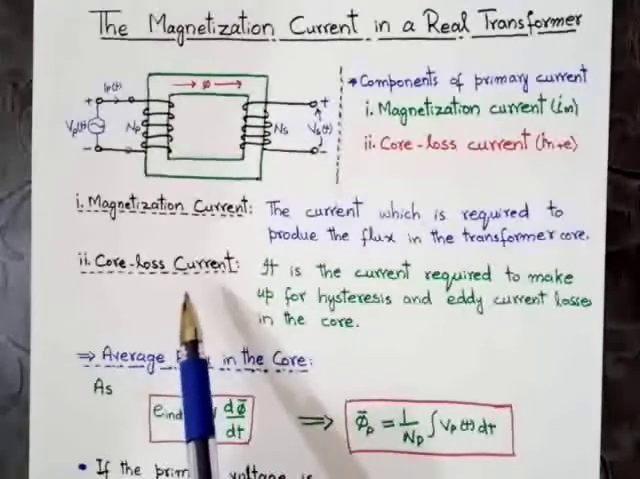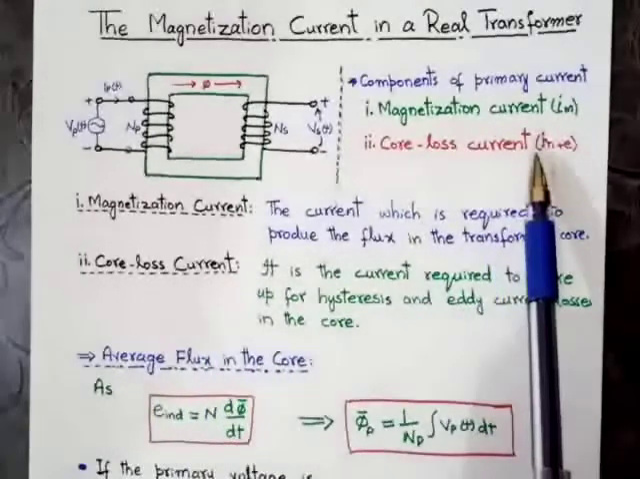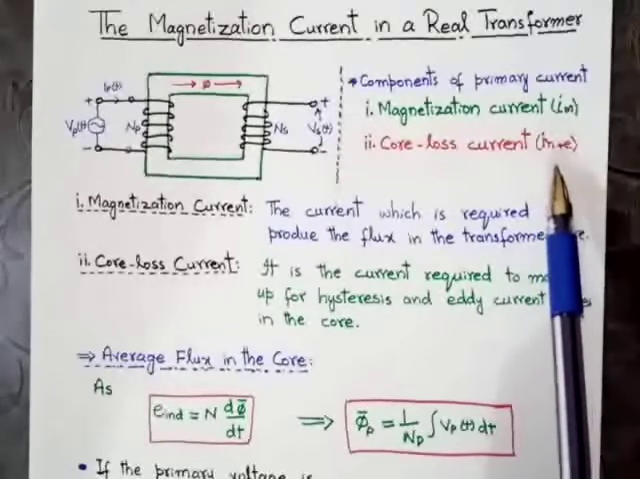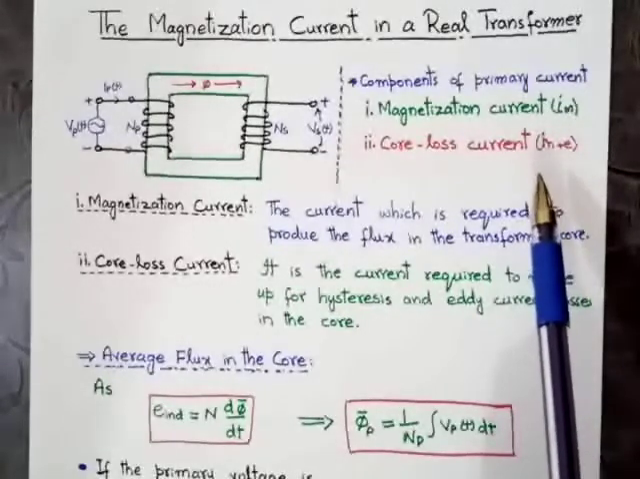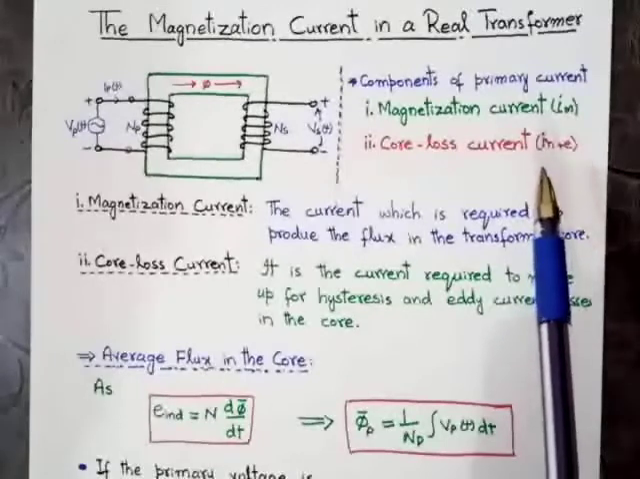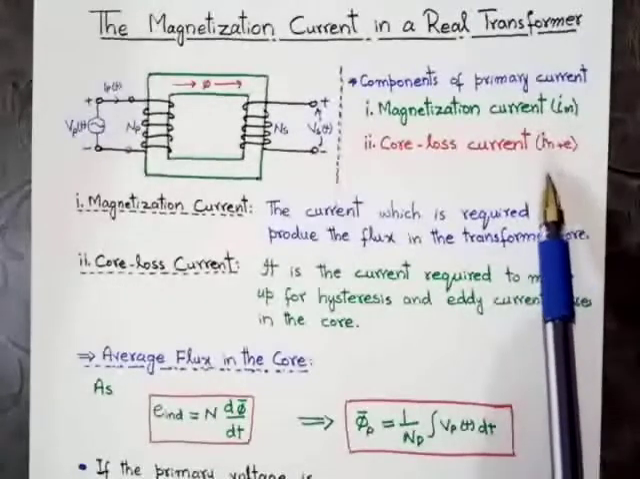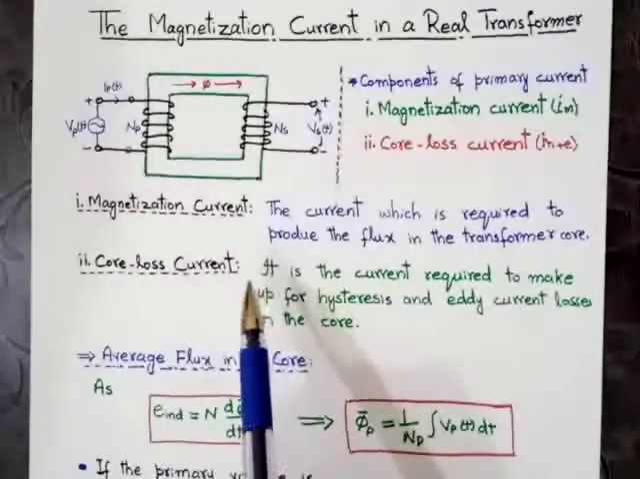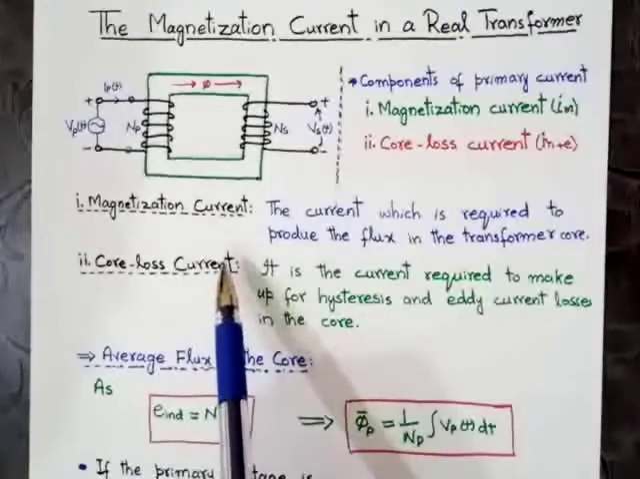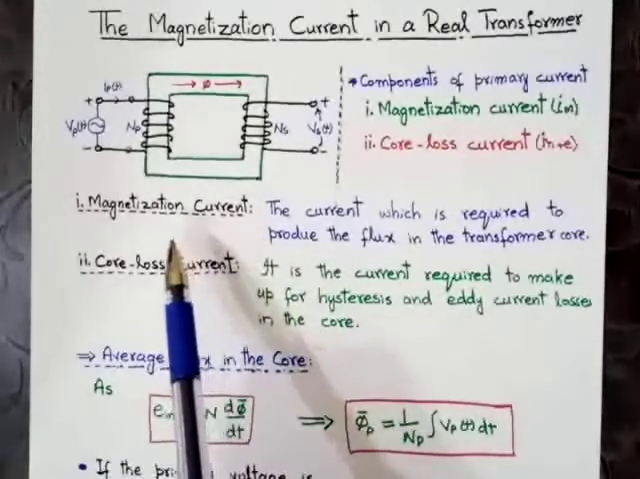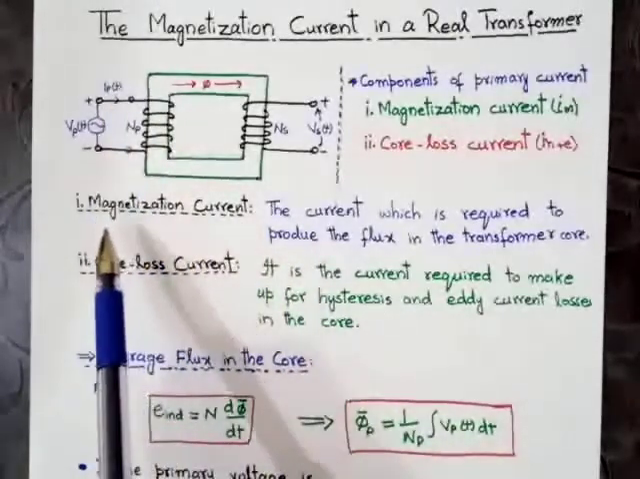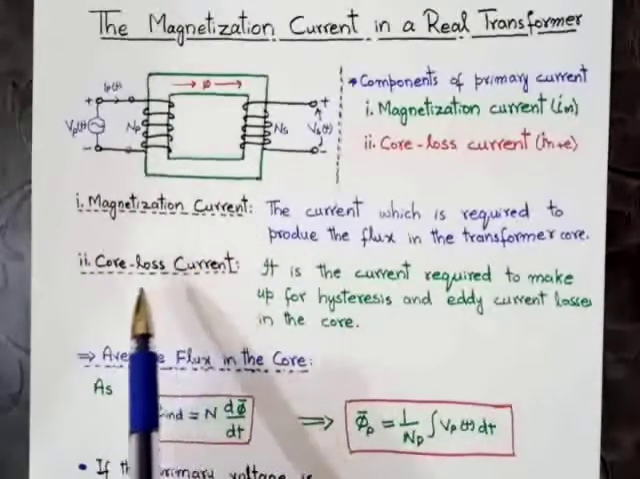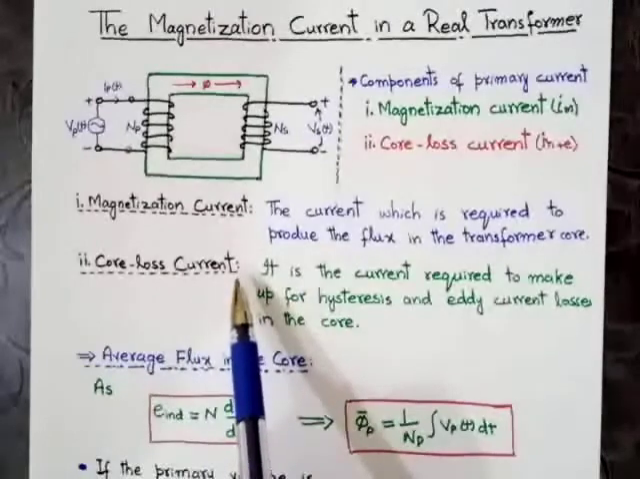We represent the core loss current with IH plus E. H means hysteresis, E means eddy current. The current lost due to hysteresis and eddy current losses is called the core loss current. So these are the two components of primary current. The first one is the magnetization current and the second one is the core loss current.